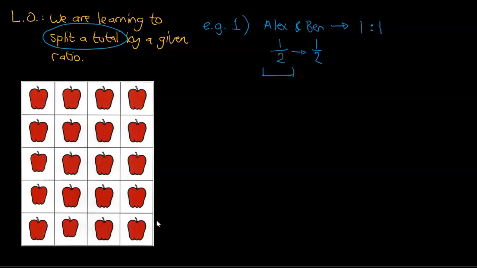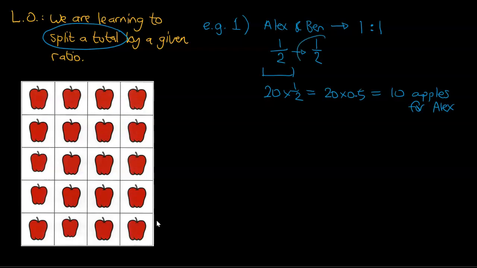Alex is having 1/2 of the apples. So we're going to go 20 apples times 1/2. You can use that in the calculator, or if you're not confident with fractions, you could do 20 times 0.5. Don't forget, 0.5 is the decimal equivalent of that fraction. When you put that into your calculator, you're going to get 10 apples. So Alex is getting 10 apples.